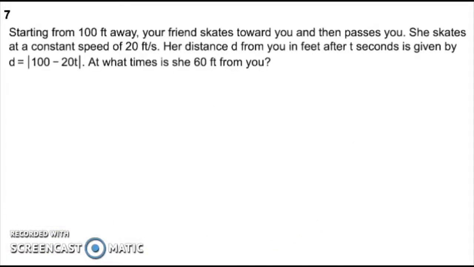Number 7. Starting from 100 feet away, your friend skates towards you and then passes you. She skates at a constant speed of 20 feet per second. Her distance d from you in feet after t seconds is given by the equation d equals the absolute value of 100 minus 20t. At what time is she 60 feet from you?